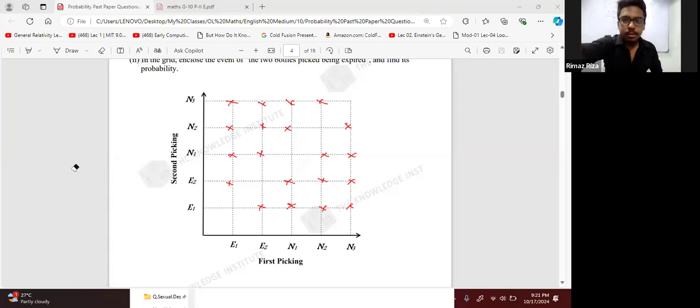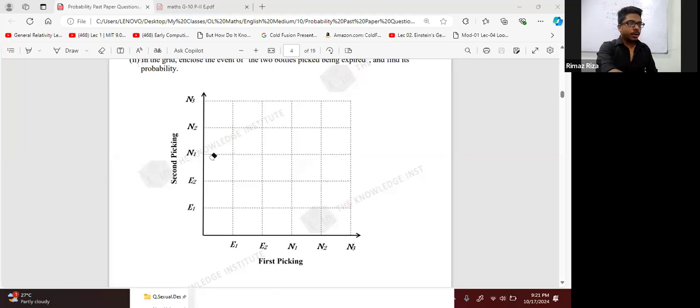Okay. Good. So if you have marked the sample space like this, then you will get marks. And the next question.